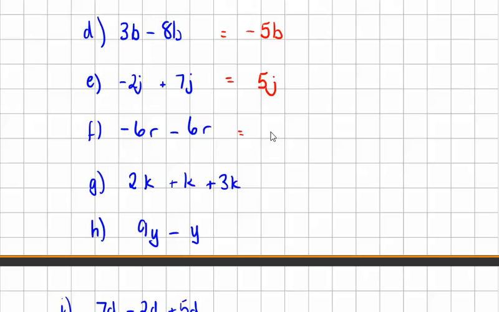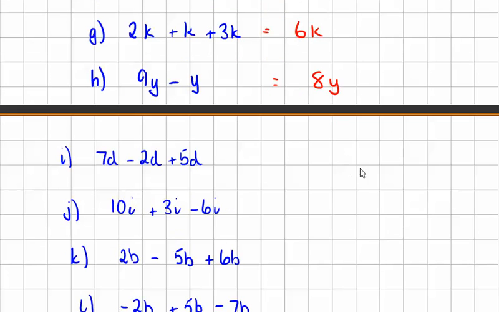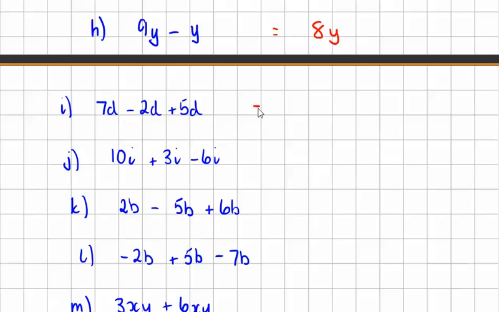Jamie, what do you reckon for F? I reckon it's going to be 0. You'd be wrong, I'm afraid. You've fallen into the trap. Negative 12R. They put that one for a reason, to test you. Sophie? 6K. Yeah, 6K it is. Lena, what do you reckon? 8Y. Perfect. Tabitha, what do you reckon? Getting harder. 10D, you think? I think you'd be right. 10D.